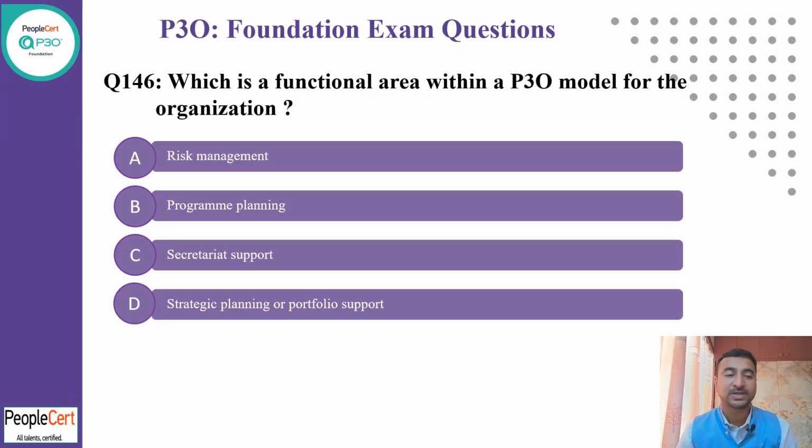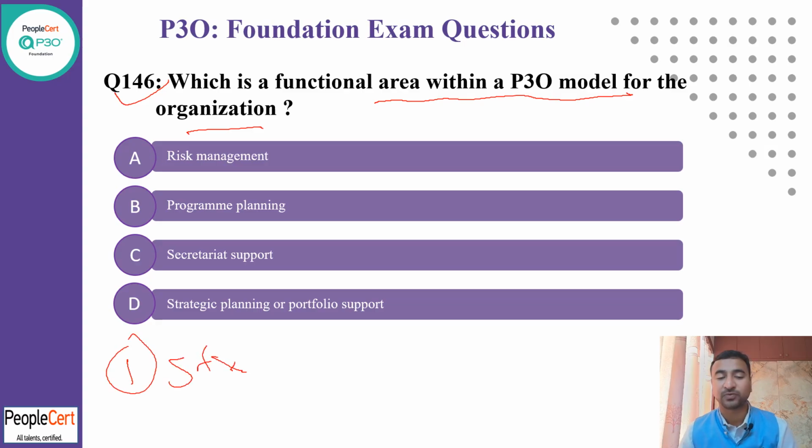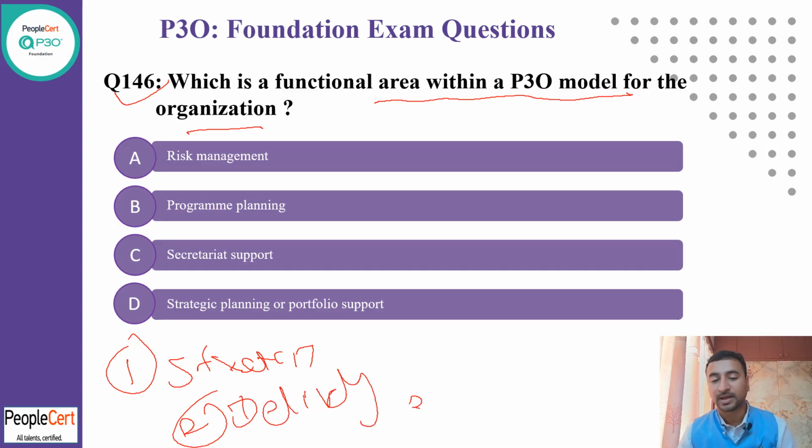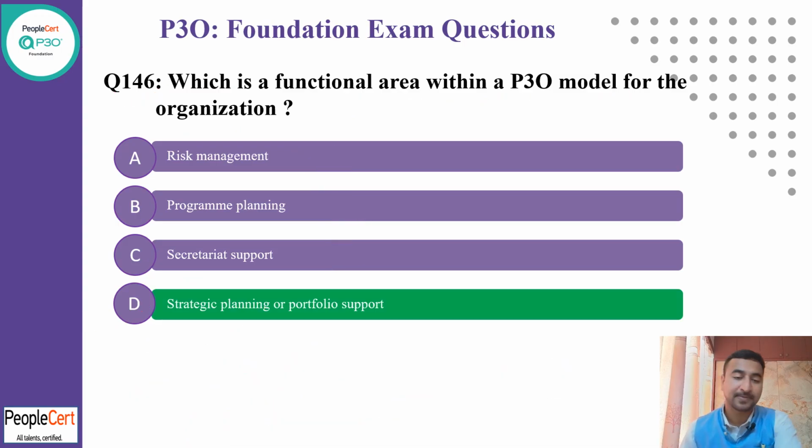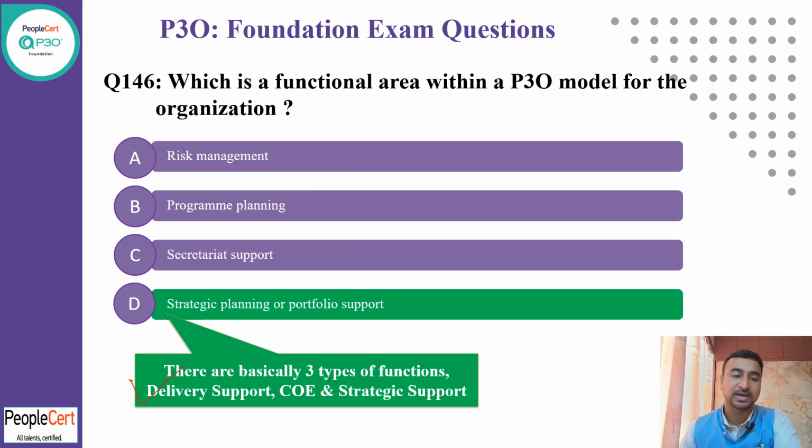Question number 146 says, which functional area is within the P3O model for the organization? So there are generally three functional areas. One would be your strategy support function. Second would be your delivery support function. And third would be your COE. So risk management is not a functional area as defined by the P3O, and secretary support is not either. Strategy planning and portfolio support, that is the functional area. So D is the correct answer. Yeah, so those are the three areas we discussed.